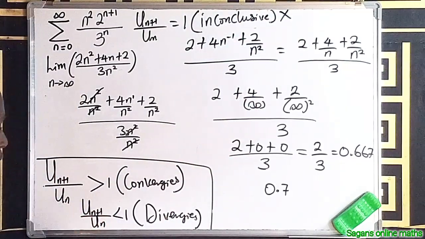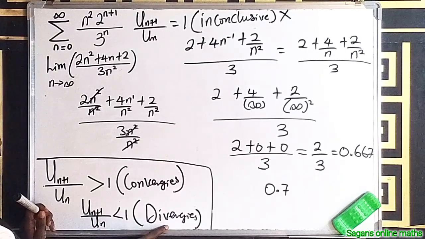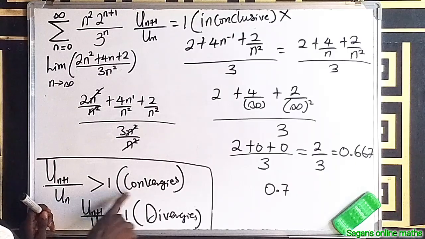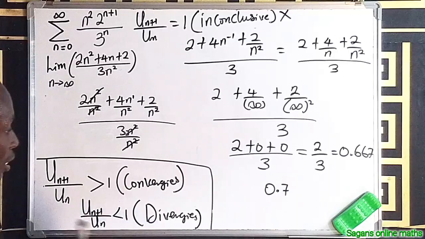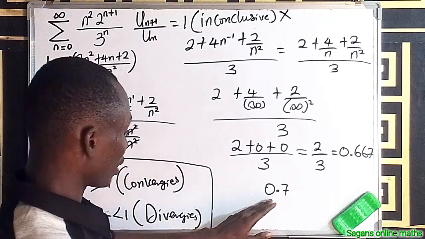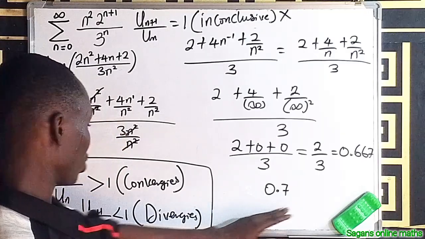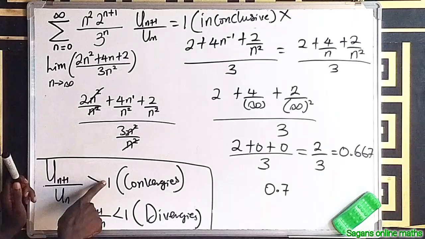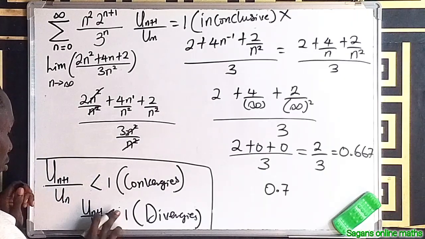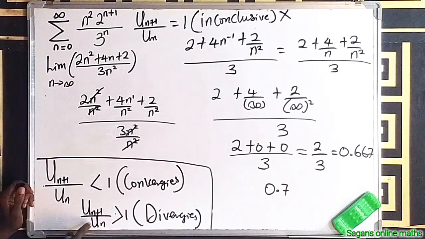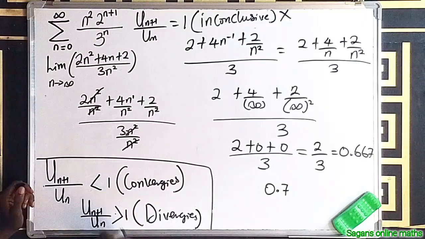Now, look at this. It's 0.7, it's not even up to 1, it's less than 1. So that means there's an error from here. This should be less than, and this should be greater than. So when this is greater than 1, it's called diverges, and when it's less than 1, it's called converges. Okay, there was an error here. All right, I'll fix it.